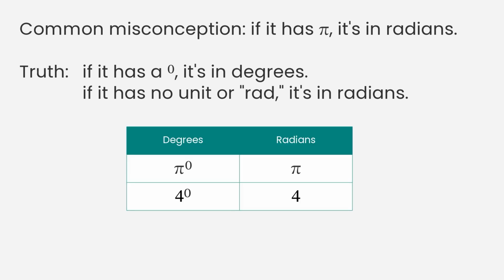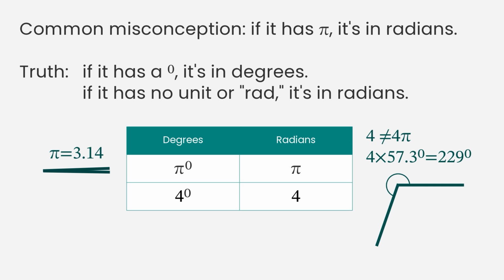Another thing worth noting is that pi is just a number approximately equal to 3.14. So when you see pi degrees, this means 3.14 degrees, which is a really small angle. But if you see 4 with no unit, this is 4 radians, which is not the same as 4 pi radians. 4 radians means that it's 4 multiples of 57.3 degrees, which is approximately 229 degrees.